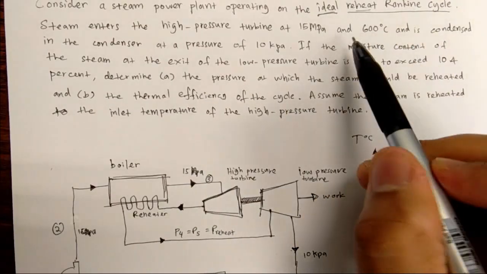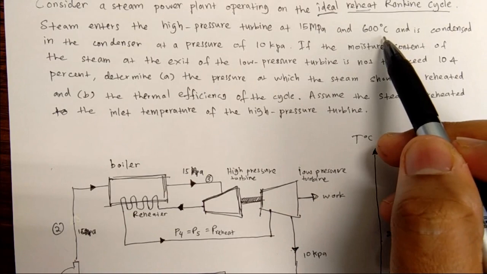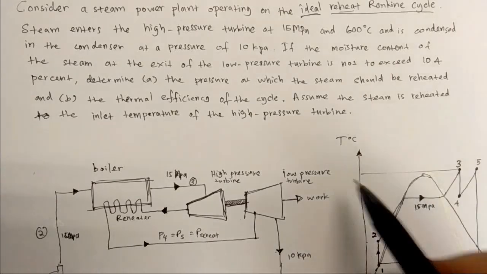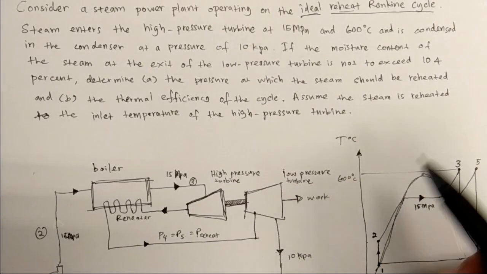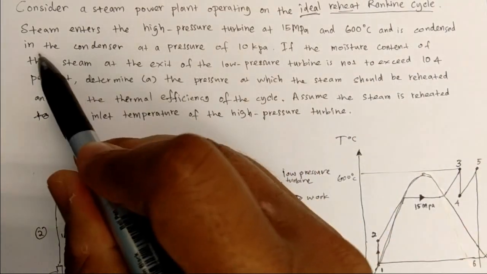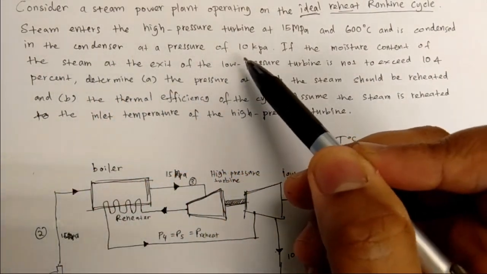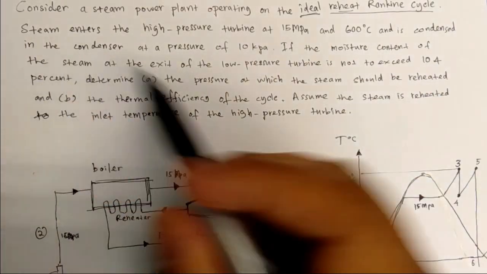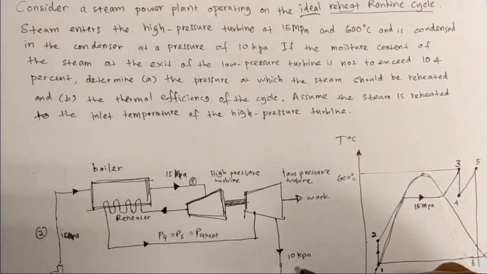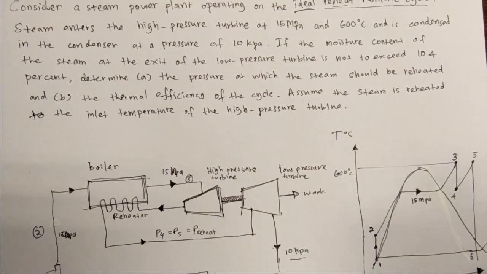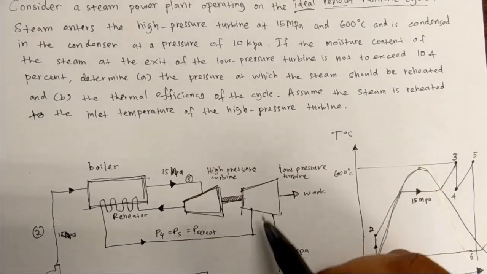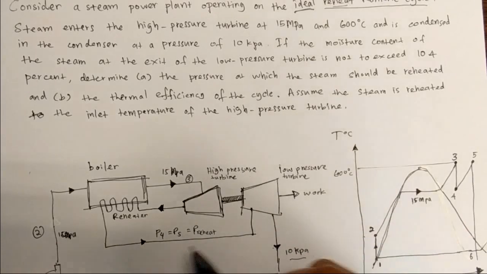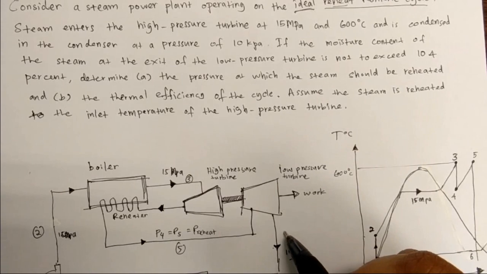Alright, and then 600 degrees Celsius, so the temperature is 600 degrees Celsius. Okay, and it's condensed in the condenser at a pressure of 10 kilopascal. So it is condensed in the condenser at 10 kilopascal. So here, this one is 5, this one is 6.